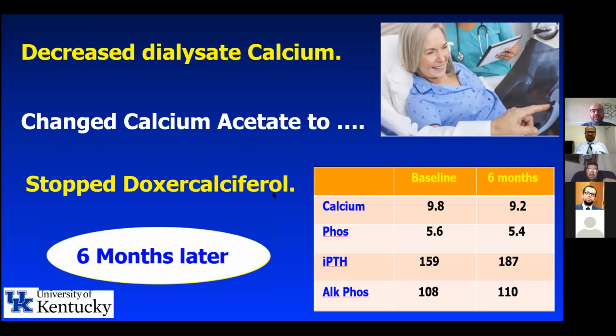Okay, so we have done this to our patients, okay? You remember our nice dialysis patient, she's diabetic, she was on dialysis for 2 years, and she fractured her hip with minor trauma or probably no trauma. She just slipped in her bathroom. And after 6 months of doing this, calcium went down from 9.8 to 9.2. Phosphorus level went a little bit down from 5.6 to 5.4. IPTH increased from 159 to 187. Alk-phos from 108 to 110.